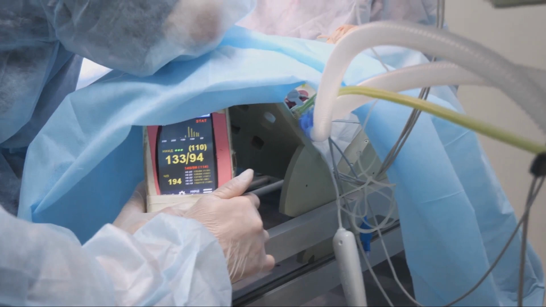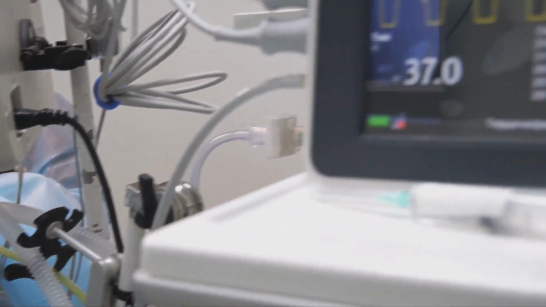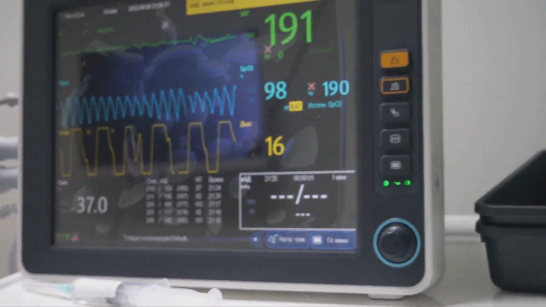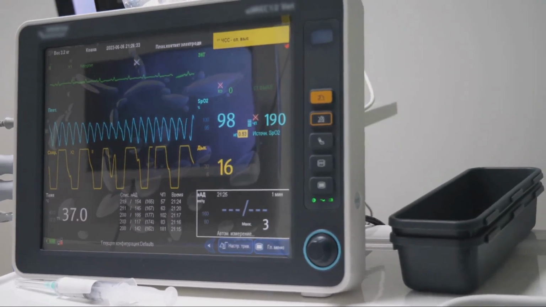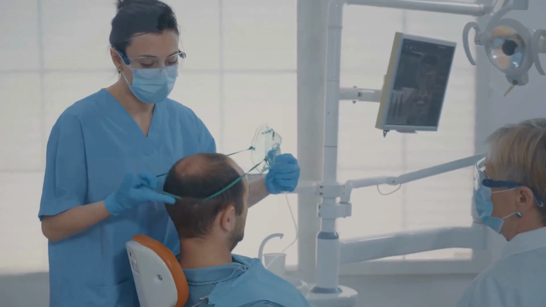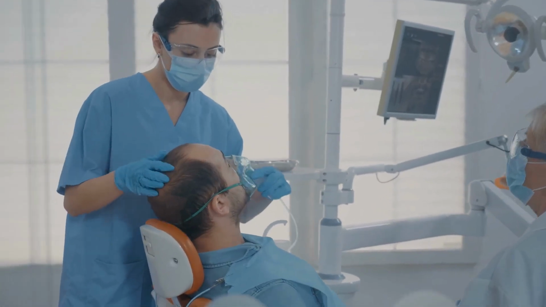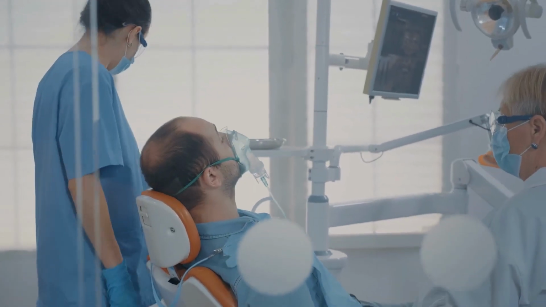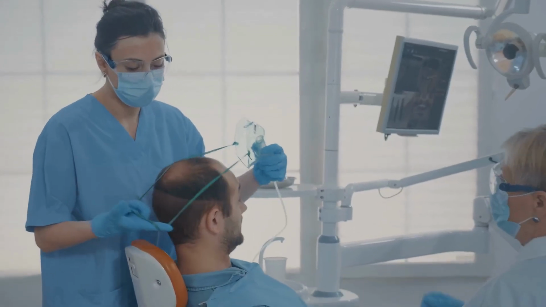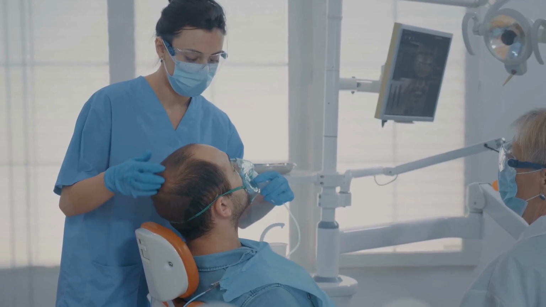Let's dive deeper into how monitored anesthesia care is performed. The process begins with a thorough preoperative assessment. The anesthesia provider reviews the patient's medical history, current health status, and any potential risks. This step is crucial to tailor the anesthesia plan to the patient's specific needs.